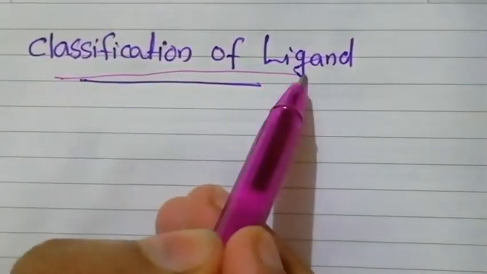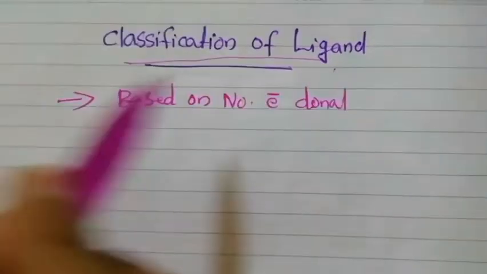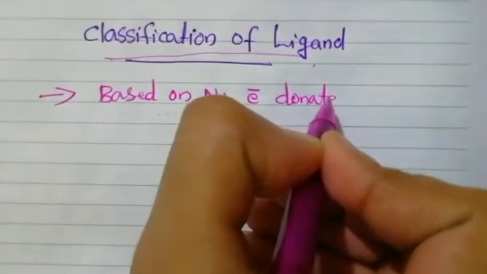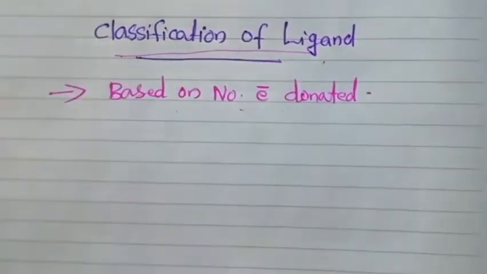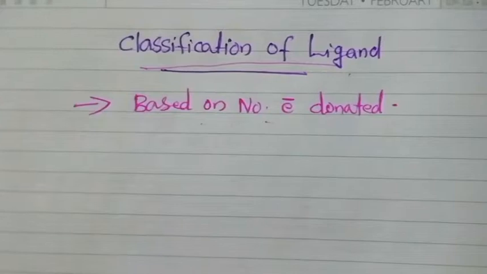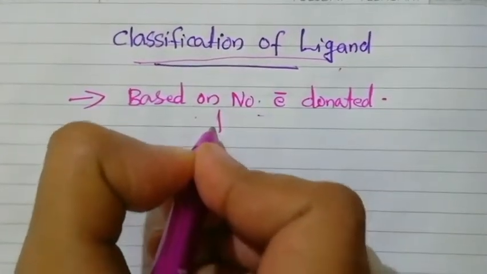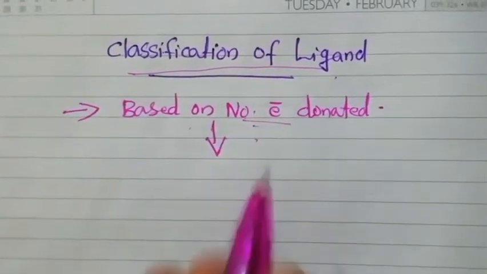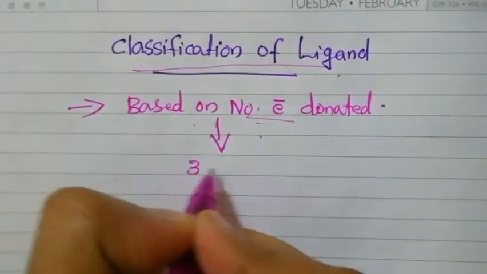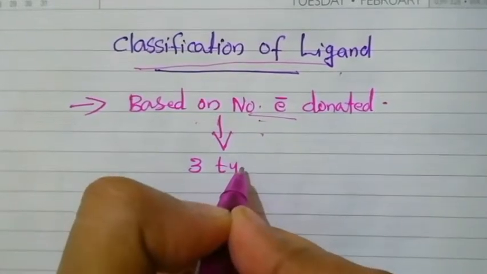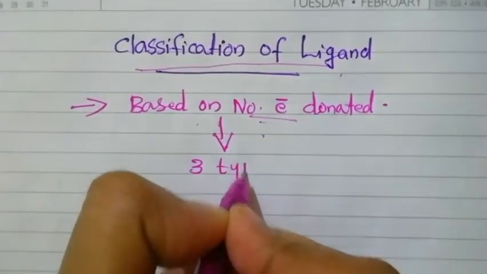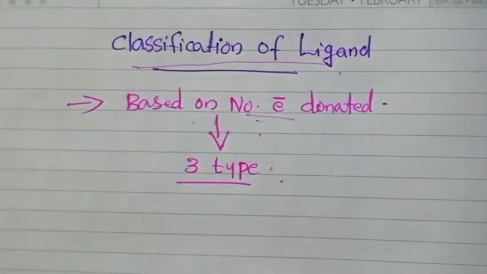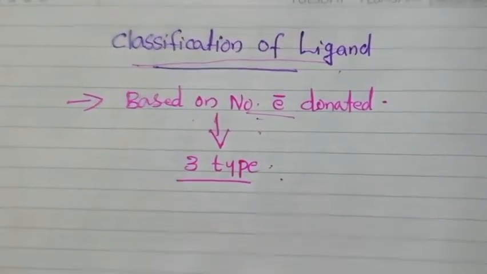So next, classification of ligand. Already we just discussed the definition of ligand. Ligand actually donates electrons to the central metal, that we already discussed. So based on the number of electrons donated, the ligands can be classified into 3 types. The first classification is based on the number of electrons donated. So mainly it is 3 types.